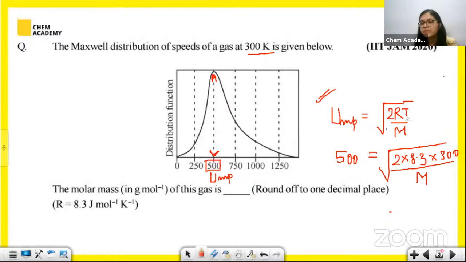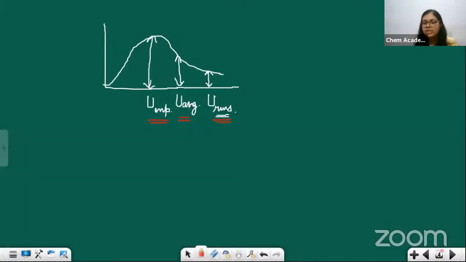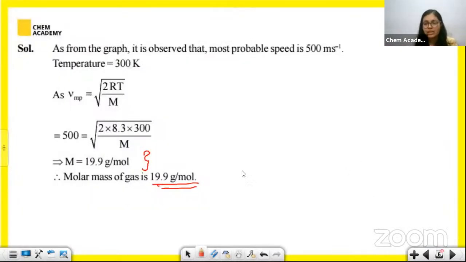Now, upon substituting all of these values, we can easily calculate the molar mass. 500 is the most probable velocity, then under root of 2 into R. The value of R has already been given in the question, 8.3. We will substitute that. Temperature has already been given, 300 Kelvin. We will substitute that and we can easily calculate M from here. All right. I don't think there should be any problems regarding this. This was a very easy question. Now I will move on to the next question. This is the solution. The final answer that you will get is 19.9.